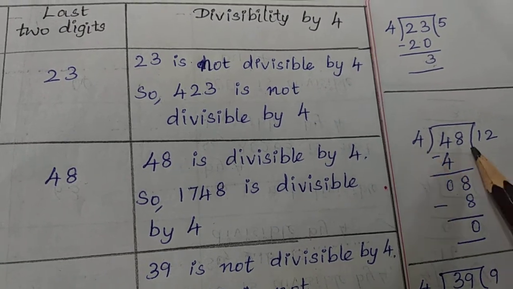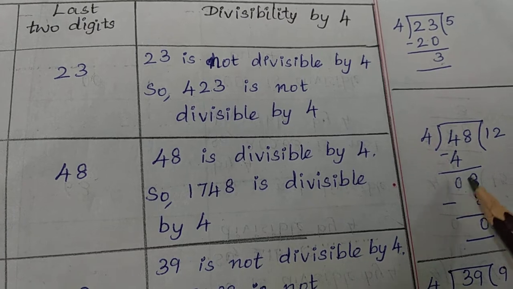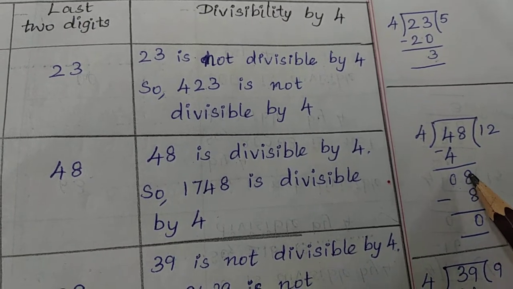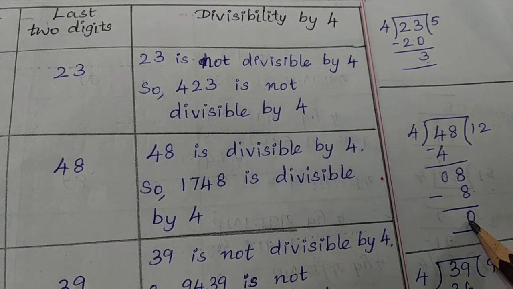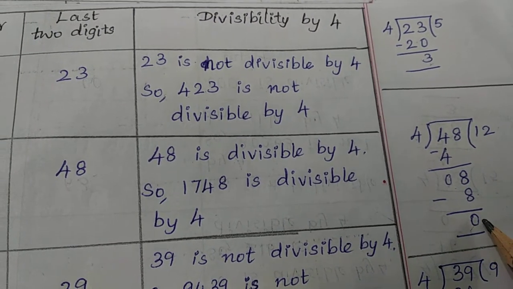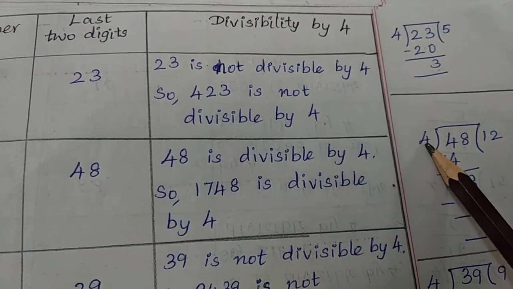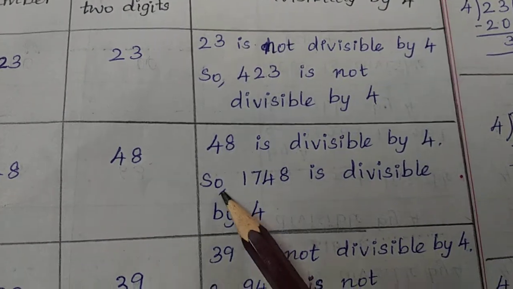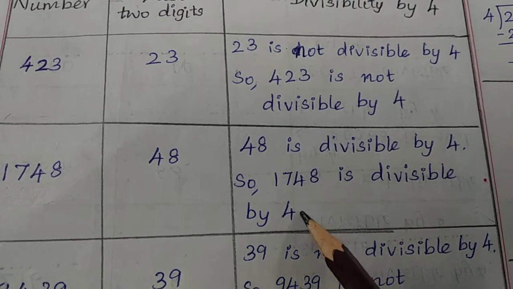48 divided by 4. 4 1s are 4. We get 0 on subtraction. Bring down 8. 4 2s are 8 and you get 0 on subtraction. Since the remainder is 0, we say that 48 is divisible by 4. So 1748 is also divisible by 4.